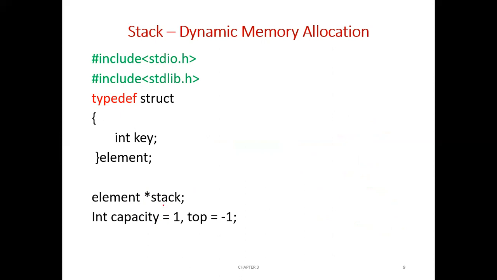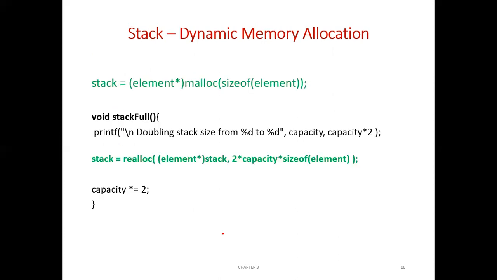Then initially we know that the capacity of the stack will be 1. So this capacity variable is assigned 1 and top is assigned -1 because initially the stack is empty. So the stack does not have any item. Okay. Now, when you begin the program, you should be able to push one element in the stack. That is, the capacity of the stack should be 1. So for that we are writing this statement.